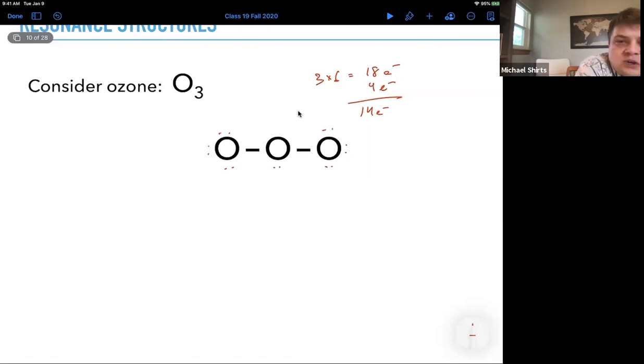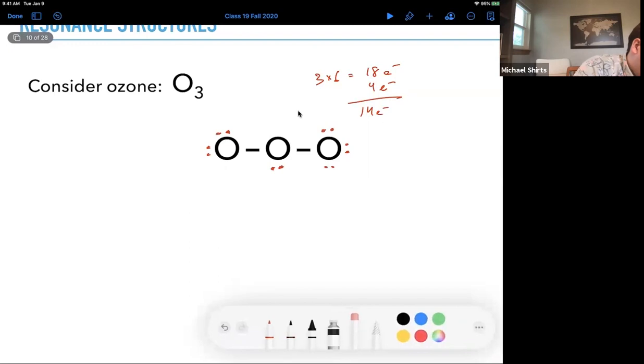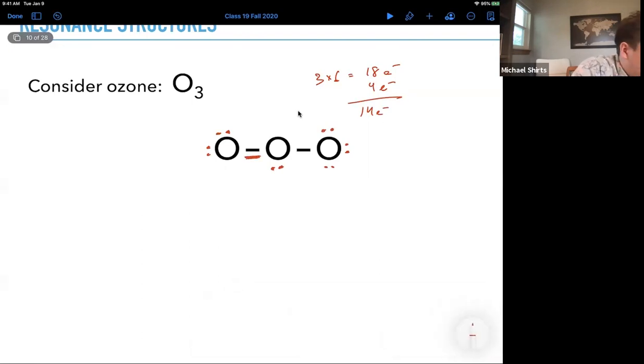You know, that doesn't look so great because, let's draw these in a little darker so they're easier to see. Although we've used up all 14 electrons, we don't have a complete octet on the middle oxygen. So we need to take one of the lone pairs and make a double bond. So now they all have a complete octet.